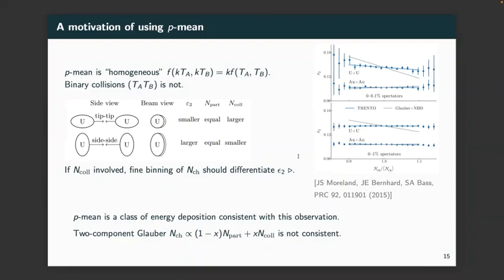So the reason people originally want to use this generalized mean is that it has exactly this property: you can have the same number of participants, but the thickness always scales homogeneously with T_A and T_B. If you include a hard component, this will not be true.